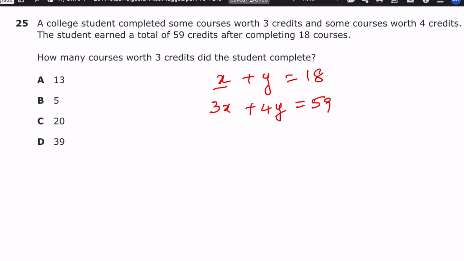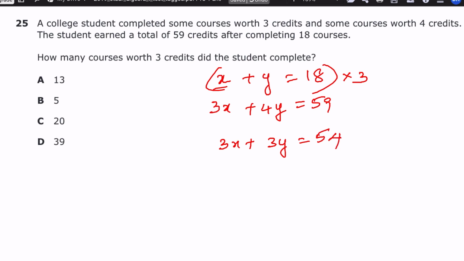So in order to find this x, to make the coefficient of x equal, we are going to multiply this first equation with 3. So you get 3x plus 3y is equal to 54.